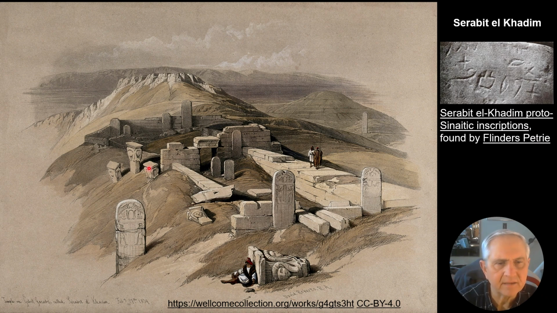Because these date back to the time of the Exodus, it was a temple to Hathor, who is depicted as a cow, and this may be referring to the golden calf that they worshipped. So this was a big place of worship there, and where they mined turquoise. And they also found proto-Sinaitic inscriptions, which would be like proto-Hebrew, found by Flinders Petrie himself.